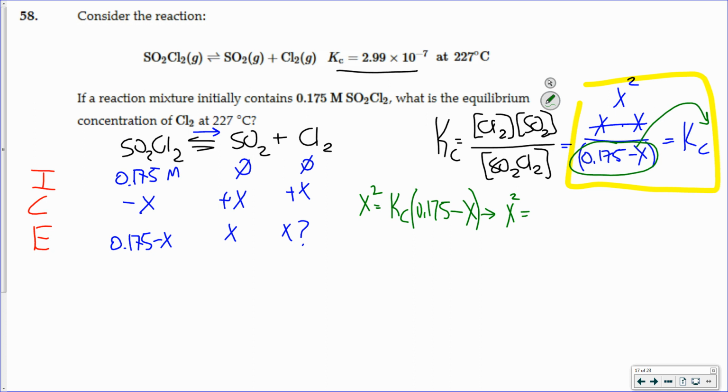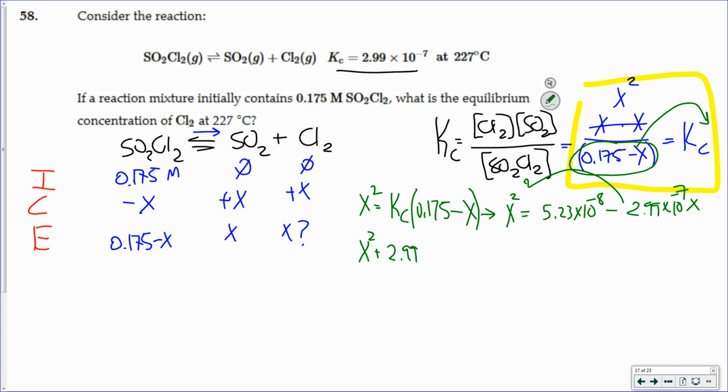So that's 5.23 times 10 to the minus 8th. And then minus 2.99 times 10 to the minus 7th x. Now get everything on one side, put it in the form of a quadratic. The x squared is where we're going to start. It's on the left. I take this term, move it from the left to the right-hand side. It was a negative. Now it's going to be a positive.